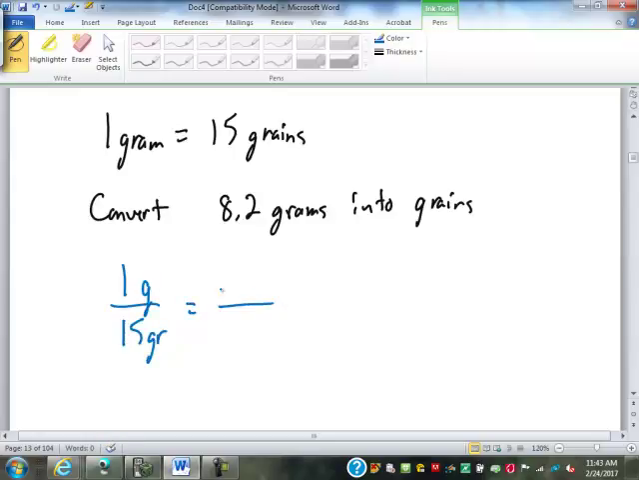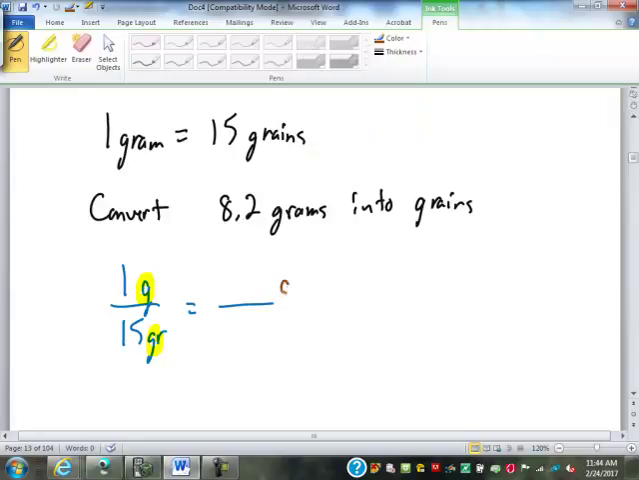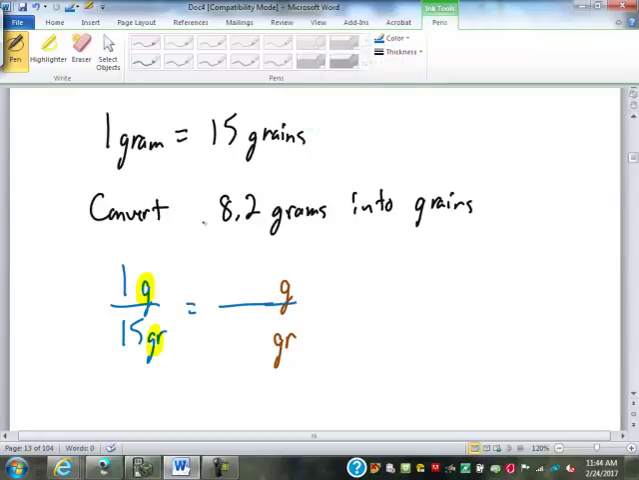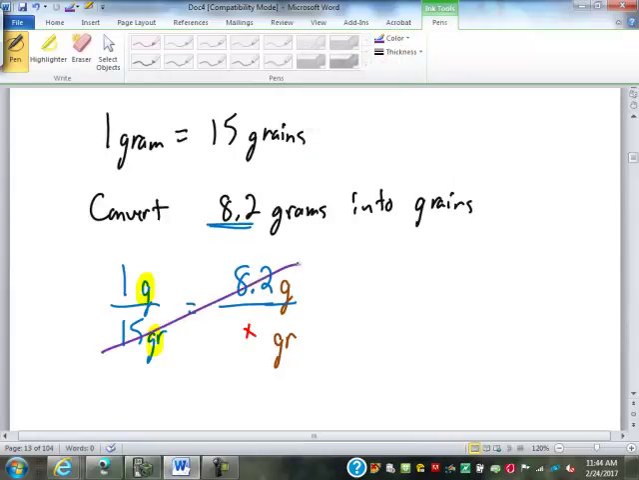And now remember, this is not a ratio, this is a rate because I have different units. I have grams here and grains here. And when I have rates, my other fraction, the other side of the proportion, must have exactly the same unit. So I have to have grams on top and grains on bottom. So now my 8.2 grams goes with the grams, and I am looking for the grains. So we will cross multiply and divide. 15 times 8.2 is 123, and of course divided by 1 is just 123.